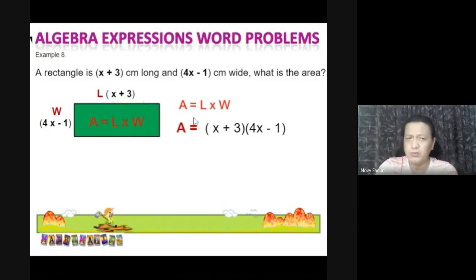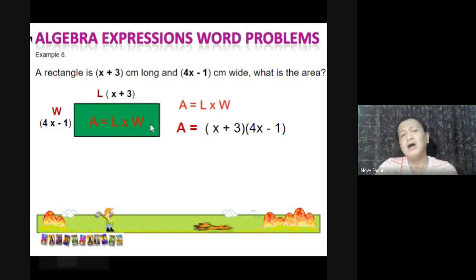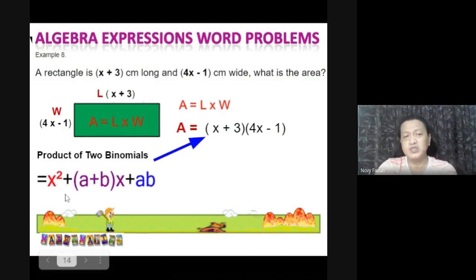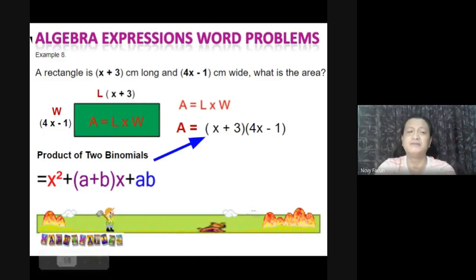And then you have to recall the previous lesson that we already discussed. What property are we going to apply to solve this? We use the product of two binomials. And the formula of this is x squared plus the quantity of a plus b x plus ab. Or you can use the FOIL method, but it takes time, mahaba. So you can use this na lang.